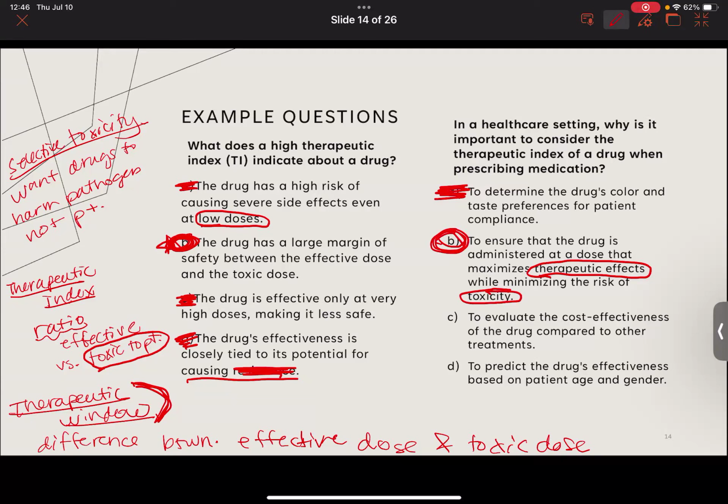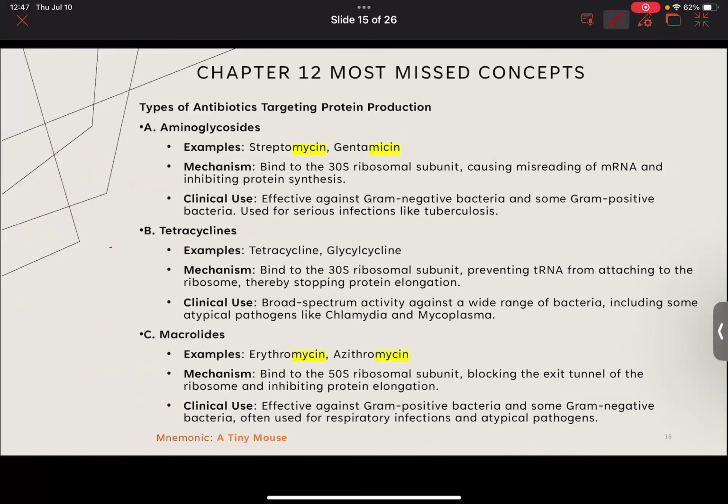All right. Why else would we want to consider therapeutic index? Would it be to evaluate the cost effectiveness of the drug? It has nothing to do with that. Or predict the drug's effectiveness based on patient age and gender. Now, might age and gender have something to do with the effectiveness of a drug? Potentially, but is that the overall reaching idea? So that's not our most correct answer. If a drug affects your hormones, gender might be important in your toxicity, but that would just be part of the selective toxicity, and how much it affects you would be dealing with the therapeutic index.